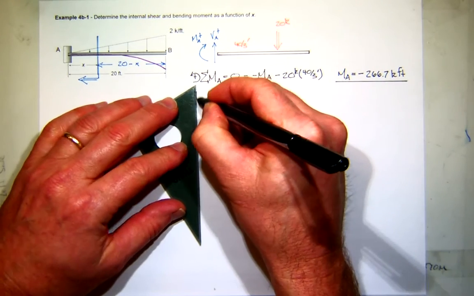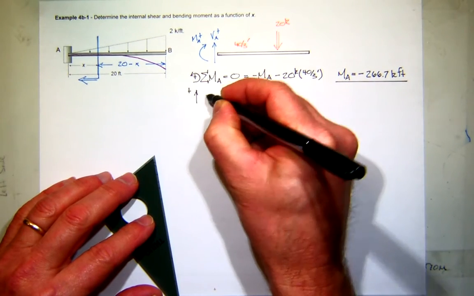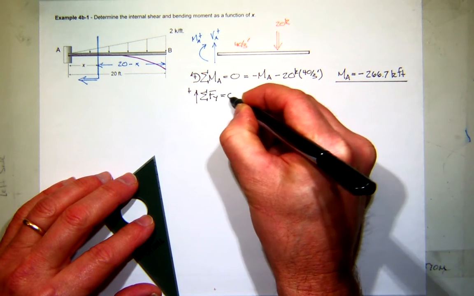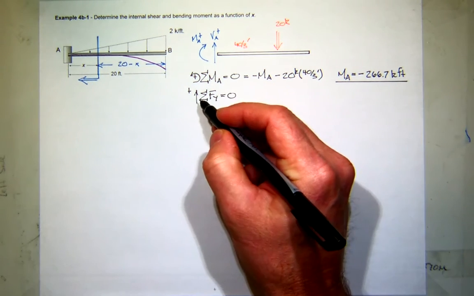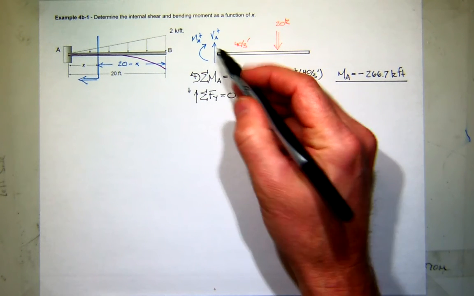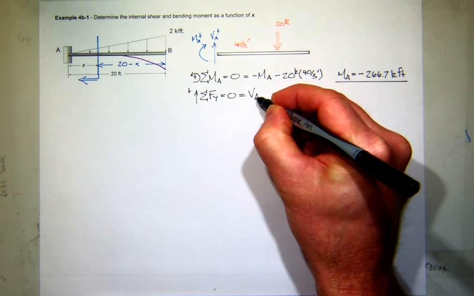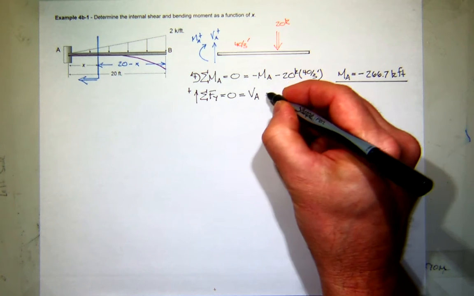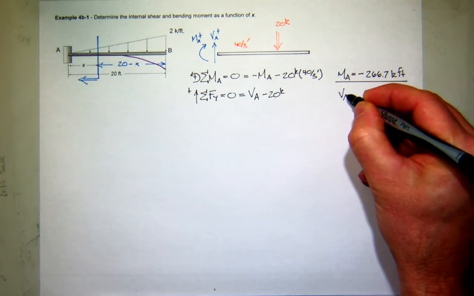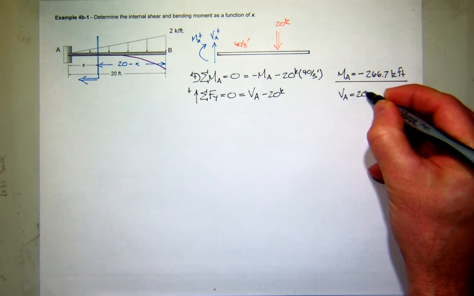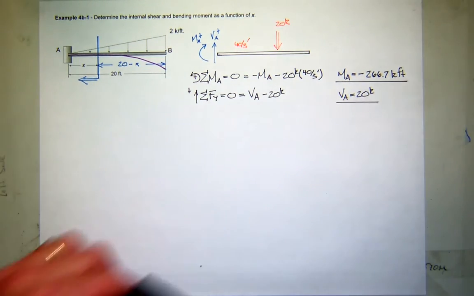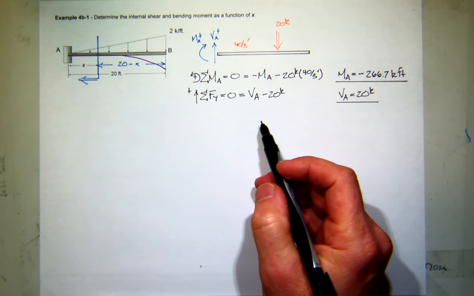Well, let's sum forces. So I'm going to sum forces in the y direction to find shear. And I'm going to assume that forces that act up will be positive in my summation. So this force is up, positive. This force is down, negative. So the shear at A is 20 kips. Positive shear. Any questions about that?